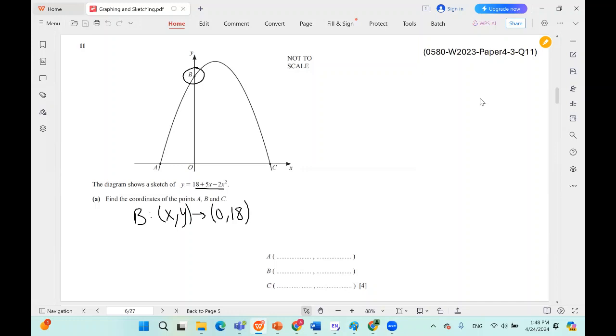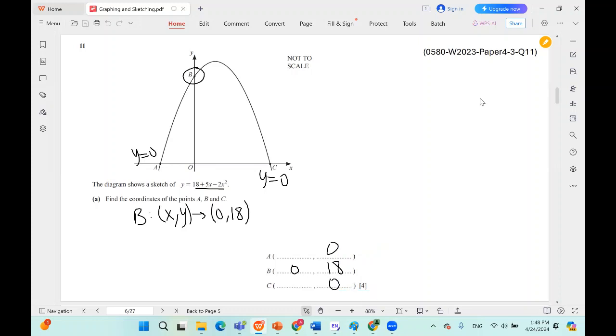Now for a and c, they are on the x-axis. So this means that y is equal to 0, either at c or at a. In both cases, y is equal to 0. So if we solve this equation equal to 0, we can get the values of x. We can actually put 0 here, and we want to find the values of x that satisfy.